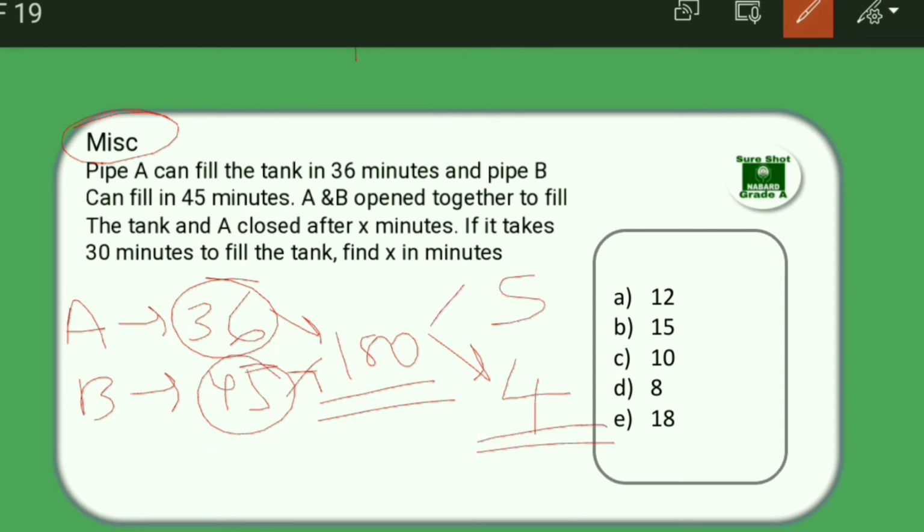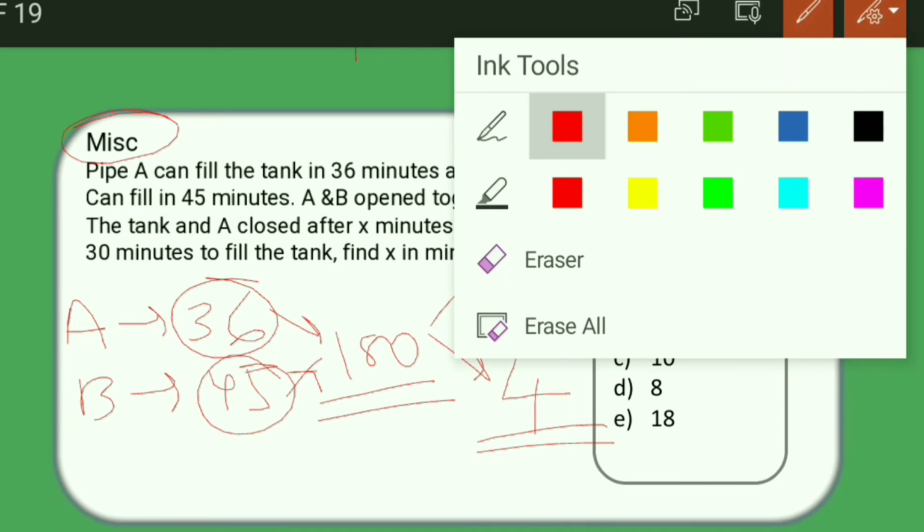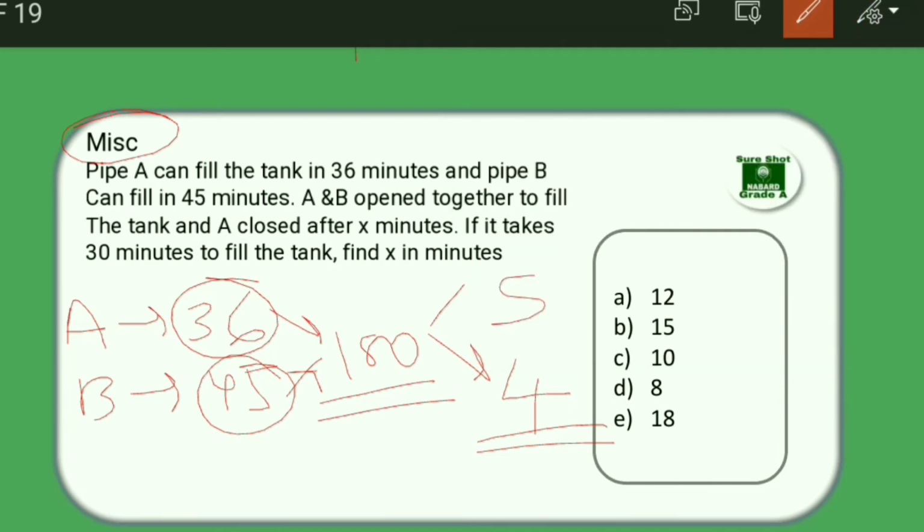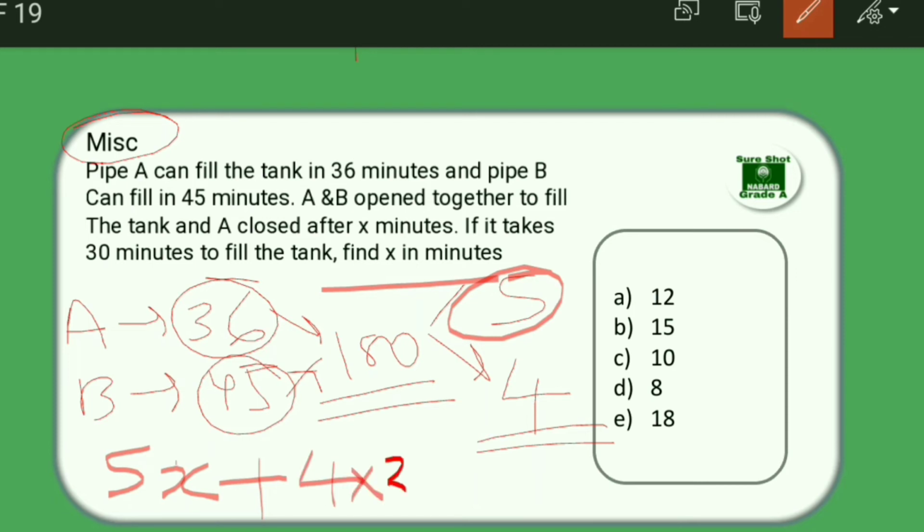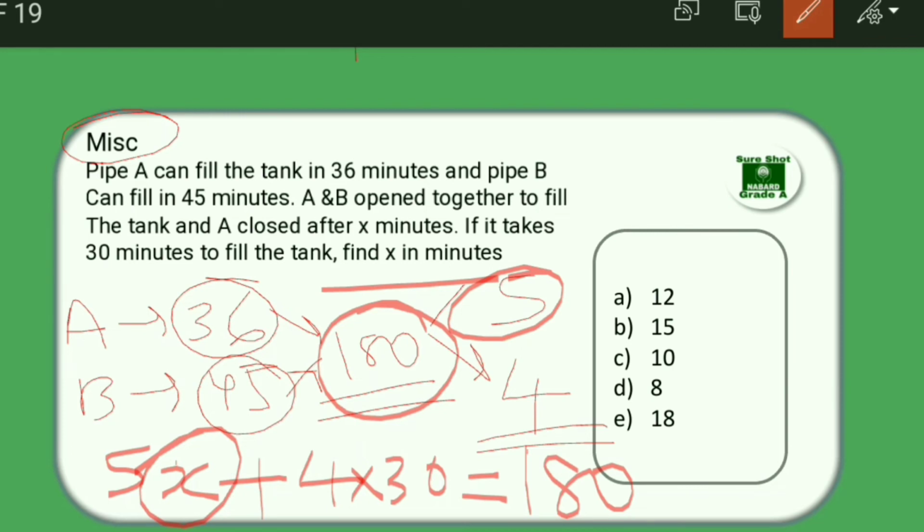Then A and B open together and A is closed after x minutes. So A's 5 parts worked for x minutes. If it takes 30 minutes to fill the tank, find x in minutes. Pipe B is open for 30 minutes, so 4 into 30 is 120 to fill part of the tank. The full tank capacity is 180. We just need to find x. Simple, right? 180 minus 120 leaves 60 on this side. 5x equals 60, and x equals 60 by 5, which is 12.